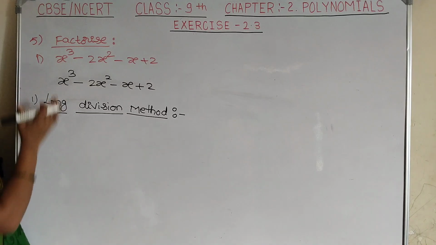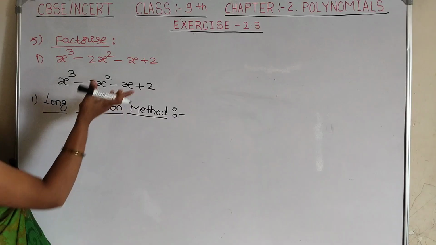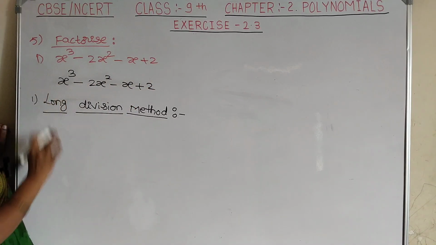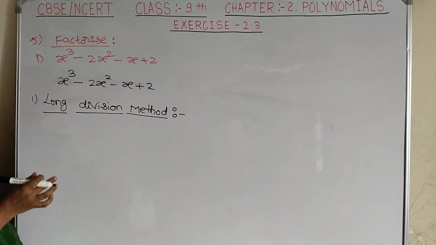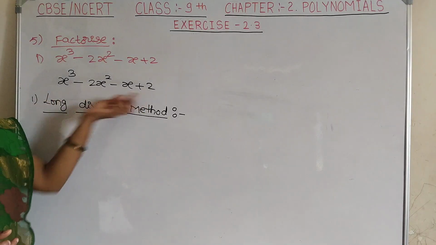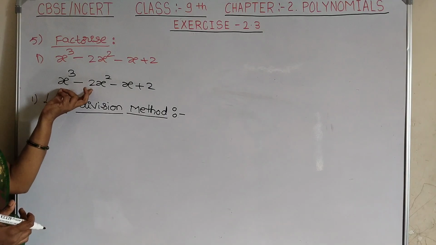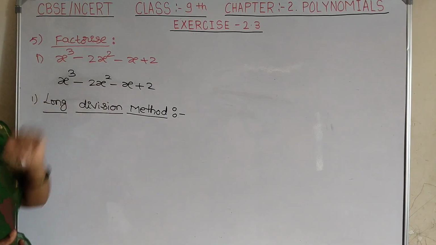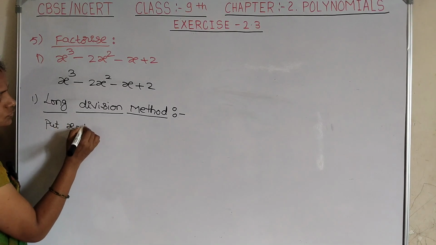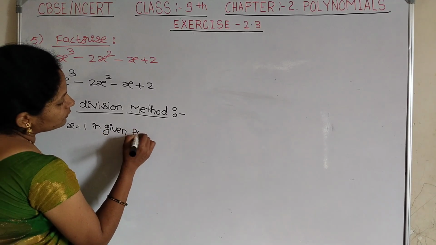The coefficient of x cube is 1, the coefficient of x square is minus 2, the coefficient of x is minus 1, and 2 is the constant. If we substitute 1 instead of x, then what will happen? 1 cube will be 1, minus 1, plus 1, minus 1, minus 2 and plus 2. All will get cancelled. We get 0. This means x equals 1 can satisfy this equation. Let us see. Put x equals 1 in the given polynomial.